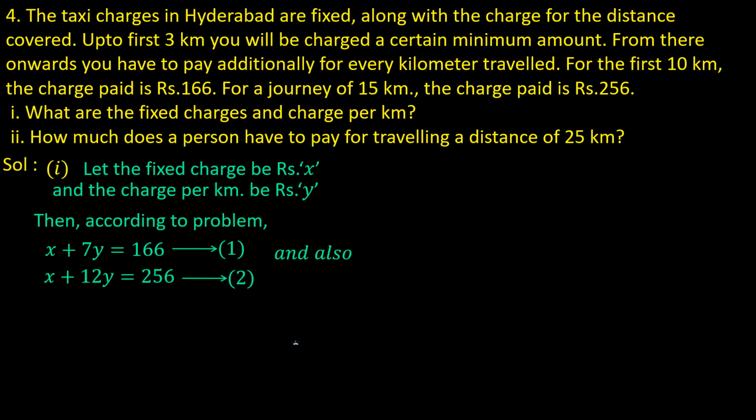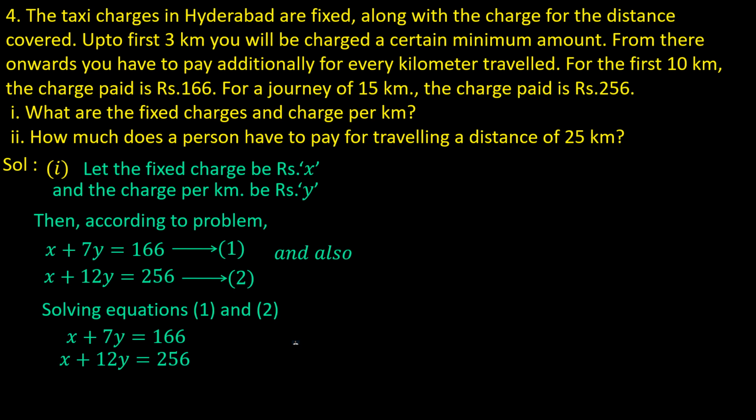And now here we have the coefficients of X the same, 1 and 1. So by subtracting these two equations we can eliminate X and we obtain the value of Y. Okay, so solving equations 1 and 2 directly without multiplying by any real numbers: X plus 7Y equal to 166, X plus 12Y equal to 256. Here the signs of X are the same, so we have to subtract the equations.